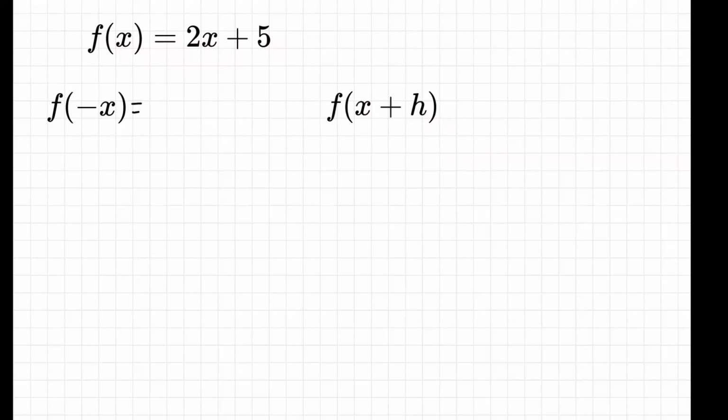Now, with that said, just remember, all you're doing is plugging it in. We're saying, hey, this is 2 times -x plus 5, which is -2x plus 5. There's not a lot of simplification. That's the good news. However, be careful with your negatives as always. But also remember when you get here, where should we be looking?